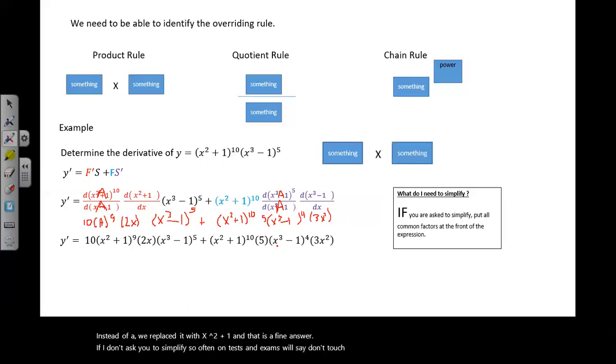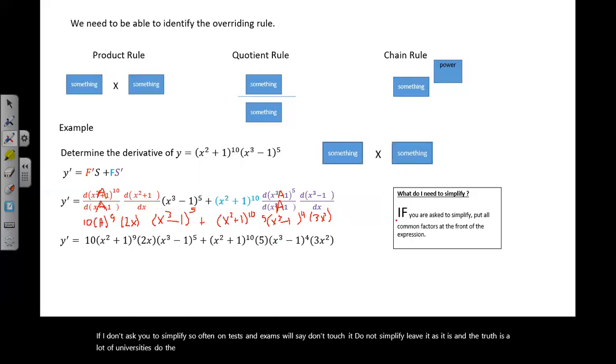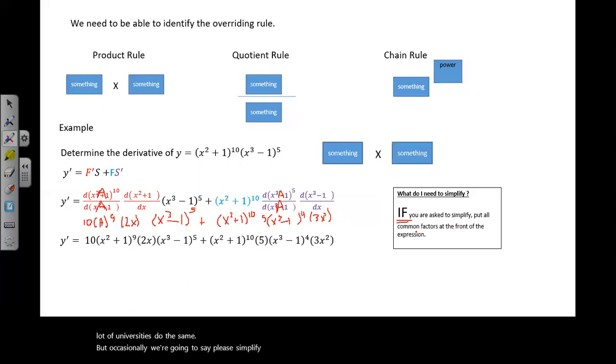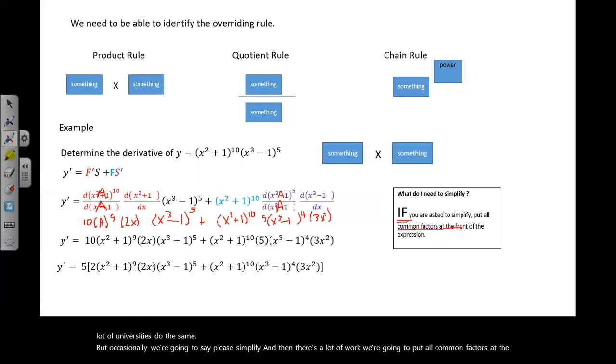Do not simplify, leave it as it is. And the truth is a lot of universities do the same. But occasionally we're going to say, please simplify. And then there's a lot of work. We're going to put all common factors at the front. So what should we do first?